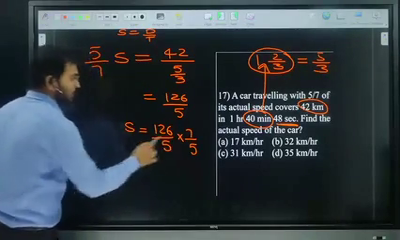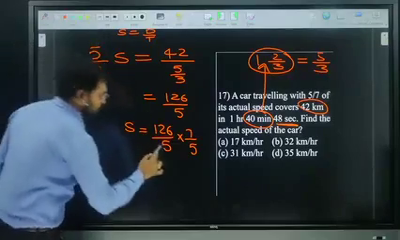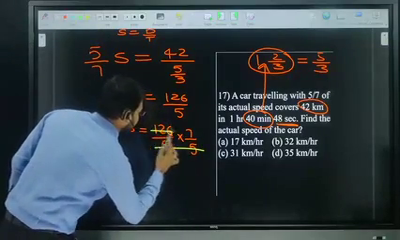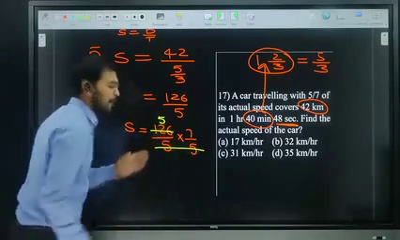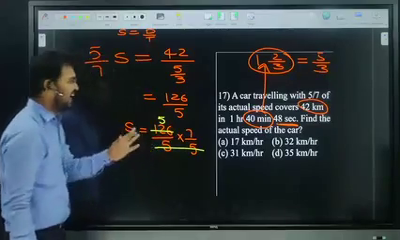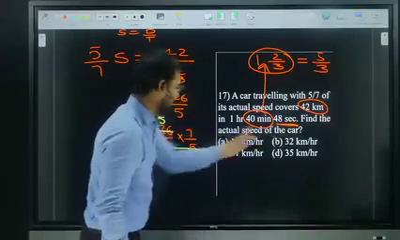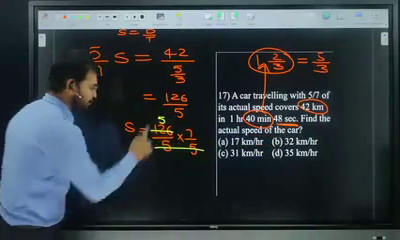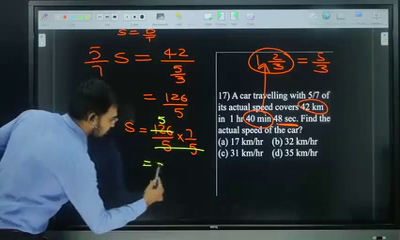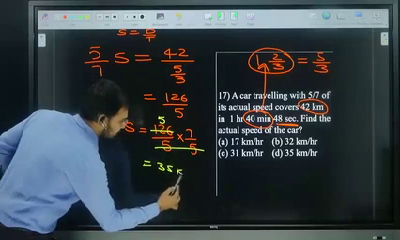The denominator is 25. 25 ones are 25, fives are... still 5 point something is there. Here I am neglecting 48 seconds. That is the reason approximately 5 times. 5 sevens are 35. Your answer is 35 kilometer per hour.